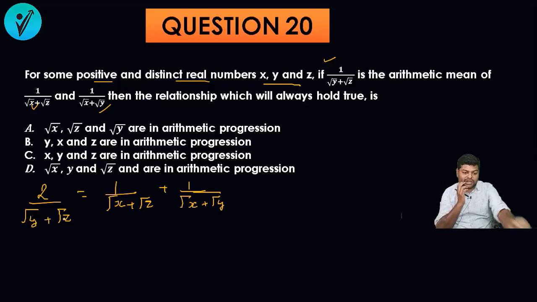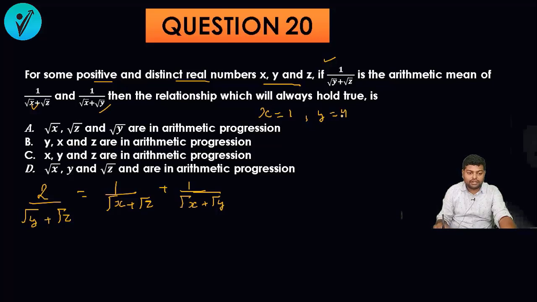ठीक है। तो अगर मान लो, let's take any random value. Okay, so suppose if I'm taking the value of x as 1 and value of y as 4, you can choose as per your wish. Okay, why I have taken 1 and 4? Because it will be easy to handle. If x is 1 and y is 4, it will be easier for us to handle. So replace the value. So when you'll replace it, we'll be having 2 upon 2 plus root z equals to 1 upon 1 plus root z plus 1 upon, this will be 1 plus 2, it will be 3.